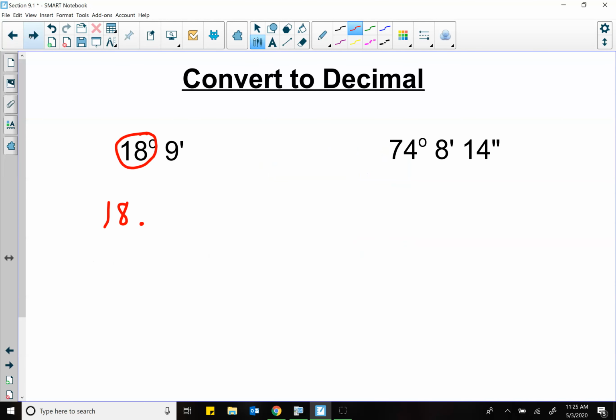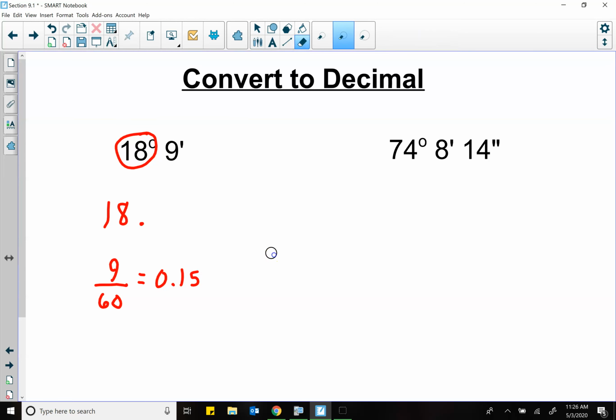Okay? So if I have 9 minutes, we want to know how long is 9 minutes in degrees. Well, we know that 1 degree is made up of 60 minutes. So in other words, we want to know what is the proportion or the ratio of 9 to 60. So if I take 9 divided by 60, because there are 60 minutes in 1 degree, you find out that this is 0.15.